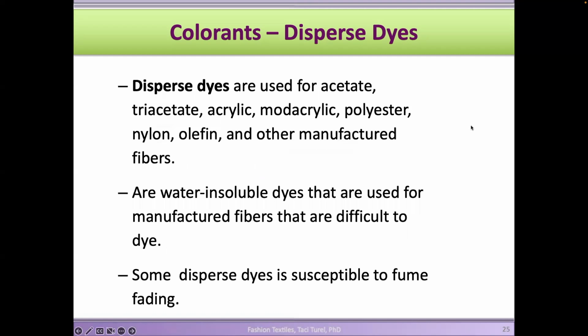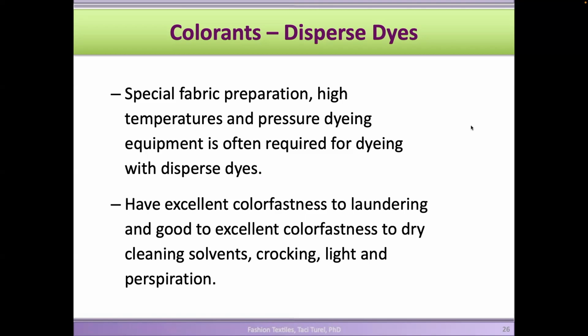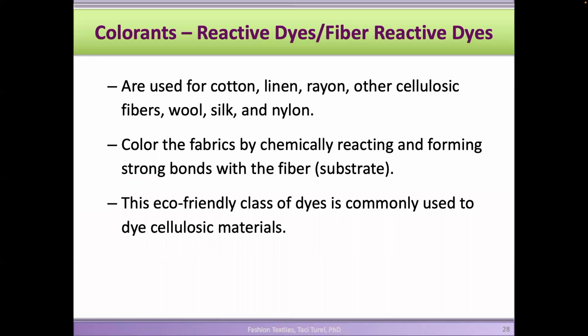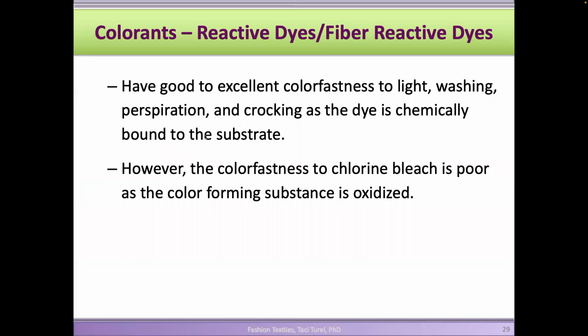Rayon and cotton, you see that dispersed dyes are used for synthetics mostly. So rayon, cotton, the cellulosics are not really getting a lot of good color in this case. Reactive dyes, these are another kind of dyes that we use. These are a little more eco-friendly, and we use them to dye cellulosic materials.